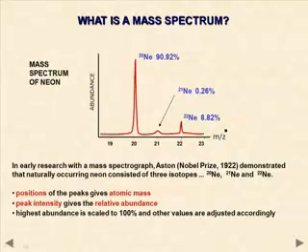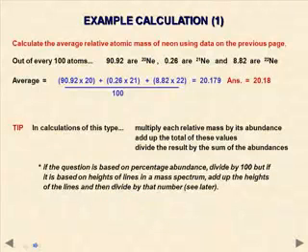And so this is what I want you to be able to calculate an average mass from, one that looks just like this, where on the x-axis you have the mass of the isotope, here, here, and here. And then the height of the peak, that's what gives you the abundance. So here again, we use the same type of calculation to find the atomic mass.